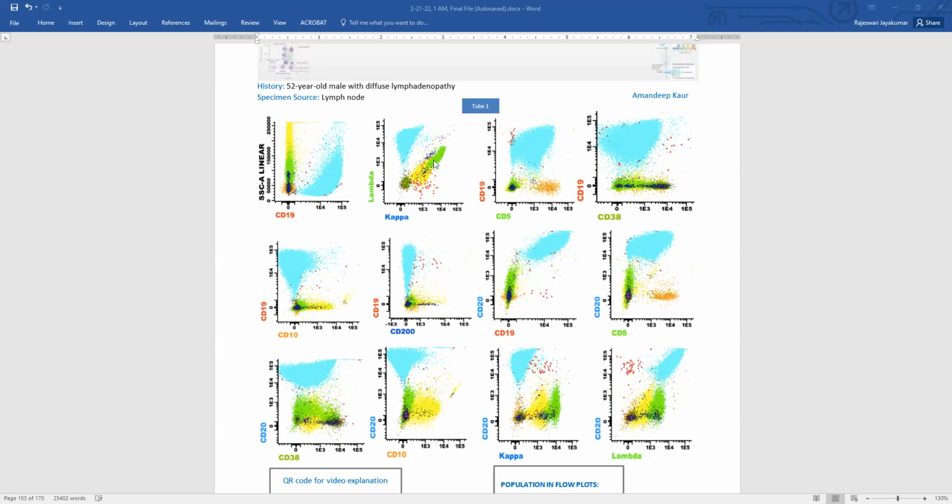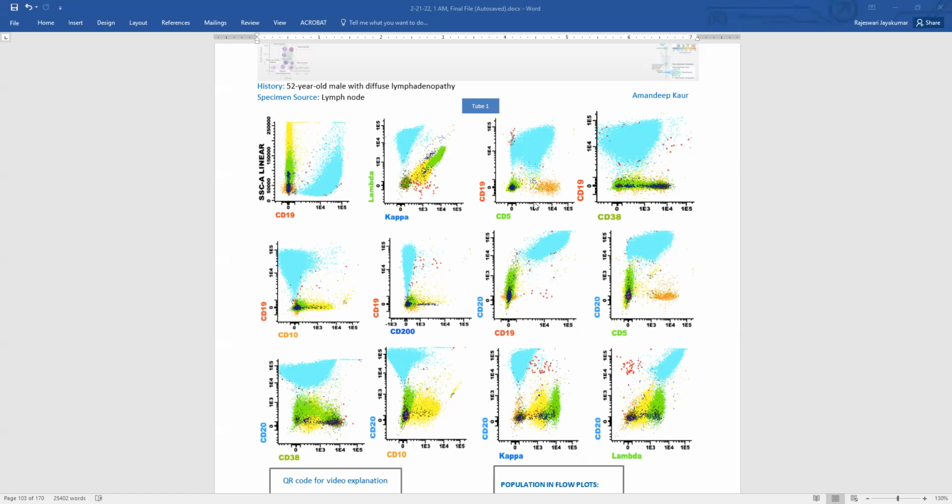And now in the kappa versus lambda plot, we see that the majority or almost all of our B cells are lambda restricted. We do see some kappa positive background B cells, in the dark red here, that also have CD19 positive, but the majority of our cells are lambda restricted and are neoplastic cells.